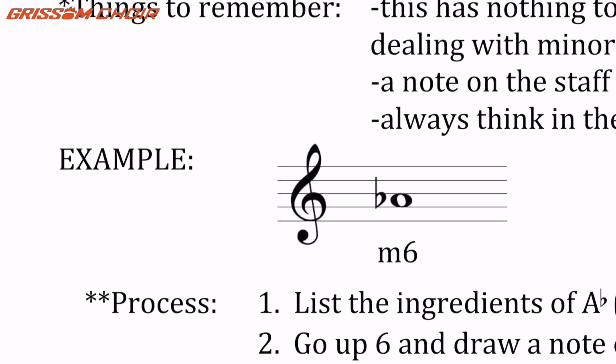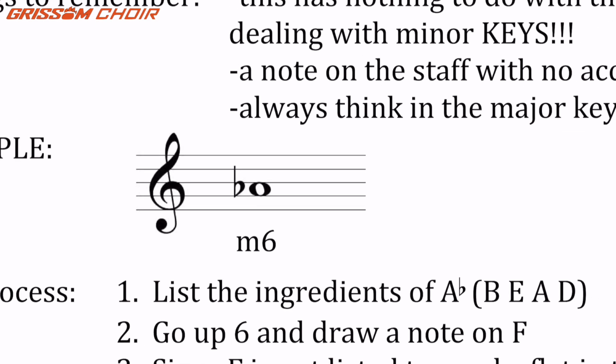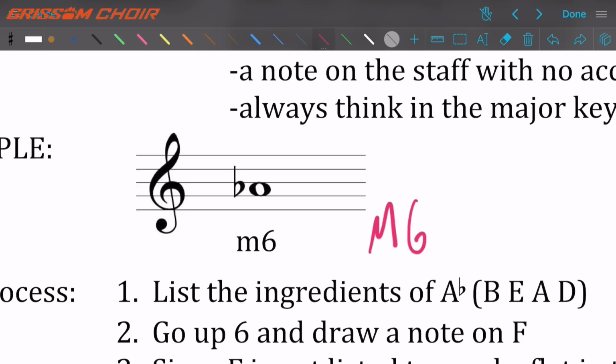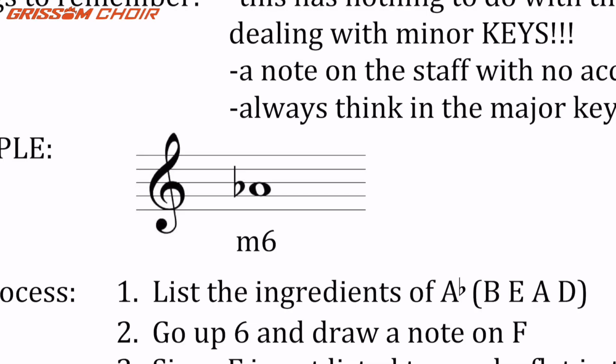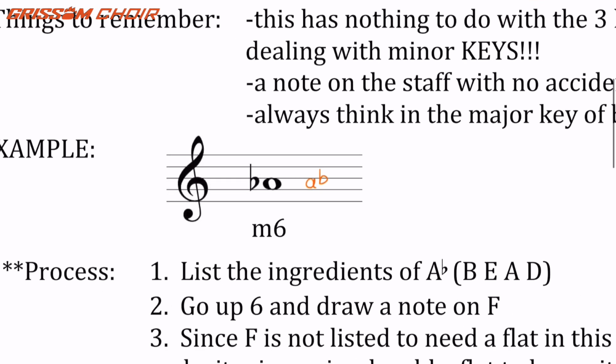In this first example, we are trying to identify a minor sixth above that given note. Please remember that a major sixth will be given with an uppercase M, and a minor sixth will be given with a lowercase m. So we are trying to identify a minor sixth above that note. That note is an A flat, so we have to think like we are in the key of A flat.